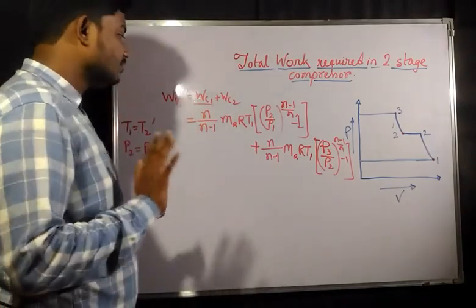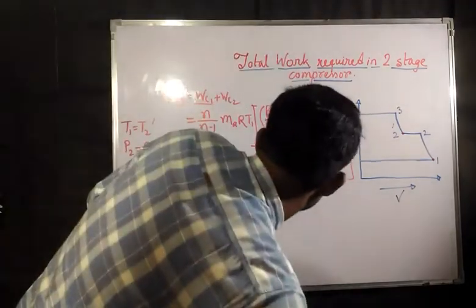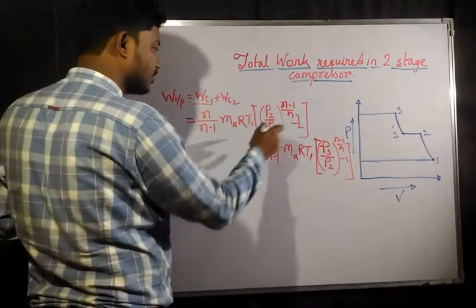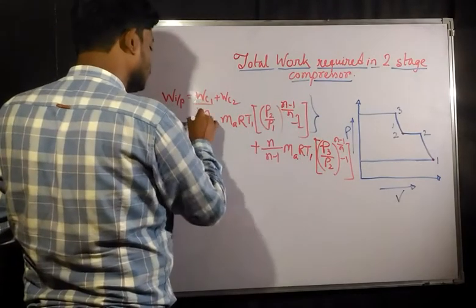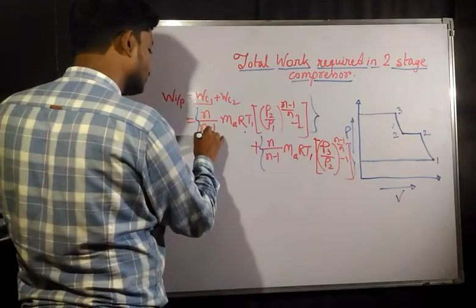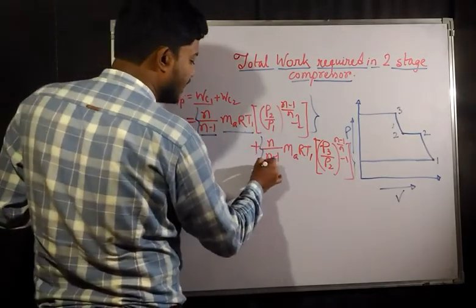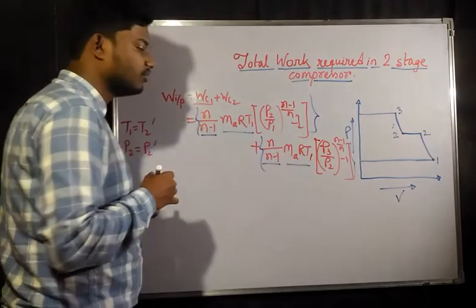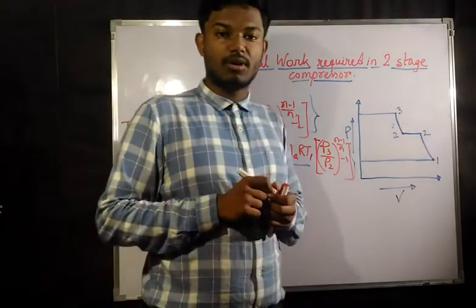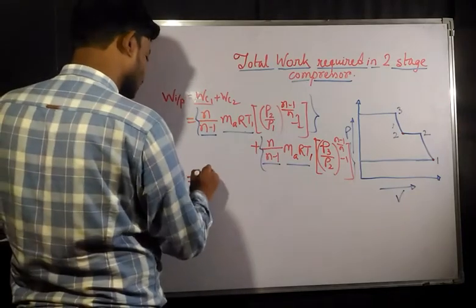Now if you see, this is going to be one term and this is going to be another term. From these terms, n by n minus 1 ma R T1 is going to be common. If you take this common, what will be the remaining things? n by n minus 1 ma into R into T2 dash.